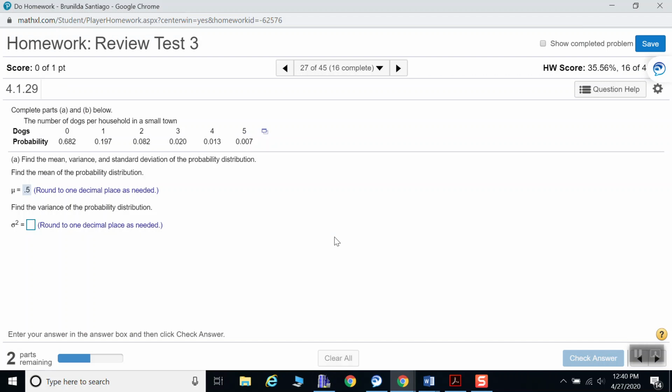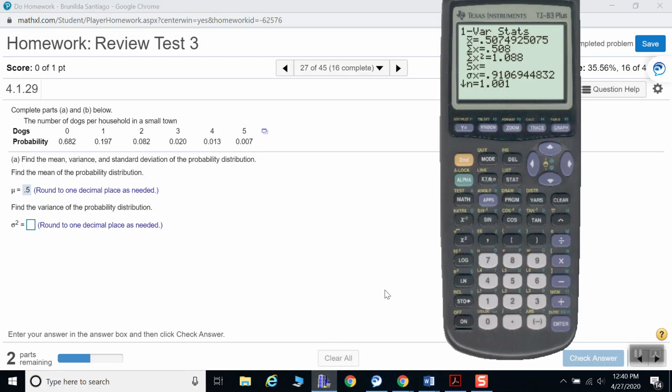And then we need to find the variance. The calculator doesn't give you the variance, but it does give you the standard deviation. So what I recommend is that you take about 5 digits of your standard deviation, 0.9069, because it will increase in inaccuracy if you use only the first digit. So 0.91069, and then you square that value, and that's what you would round to 1 decimal point. So in this case, it will be 0.8.